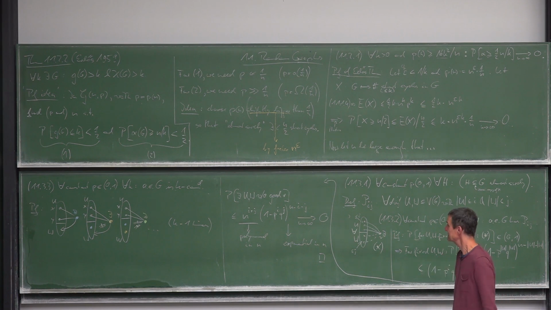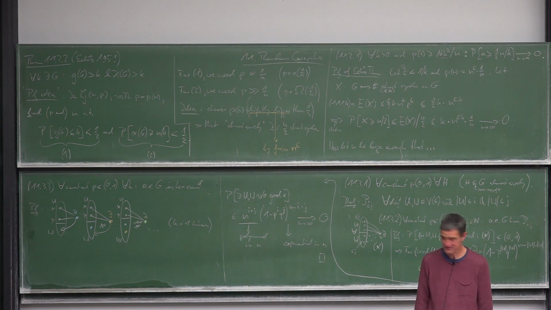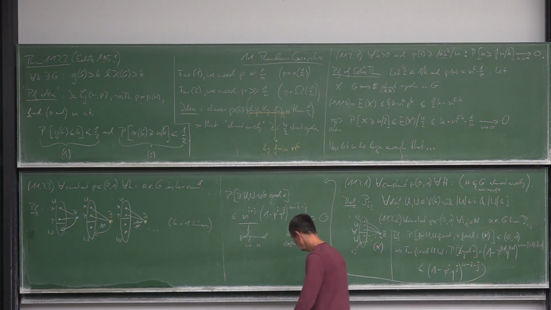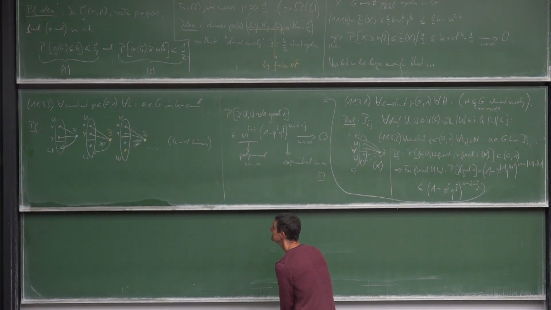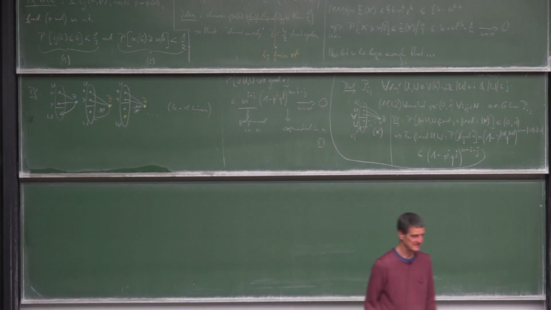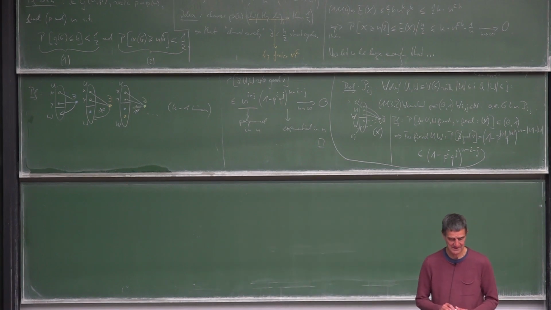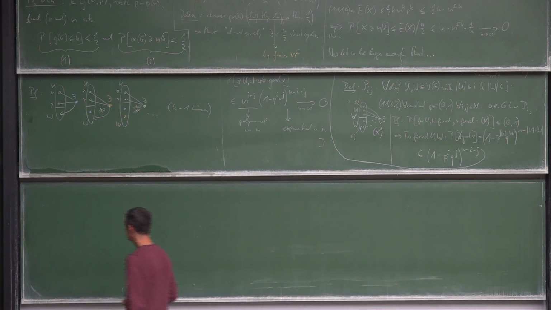Okay, something slightly more serious. Corollary, not a corollary, proposition. So let me give this a special place. Again, for constant p, we'll show that almost every graph has a large chromatic number.